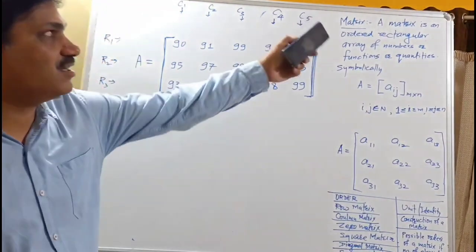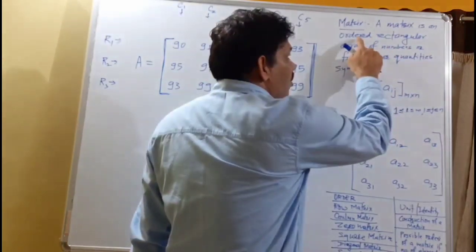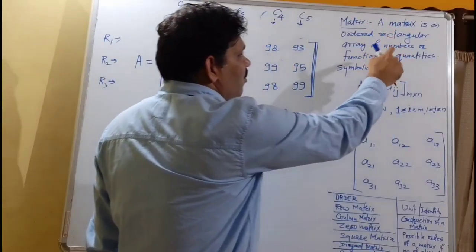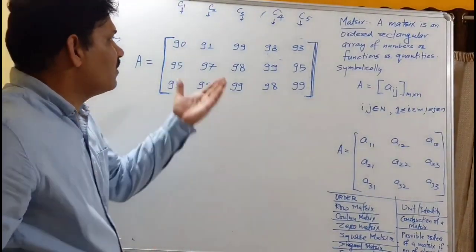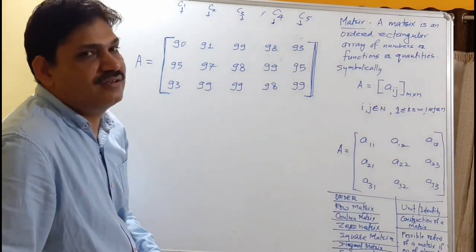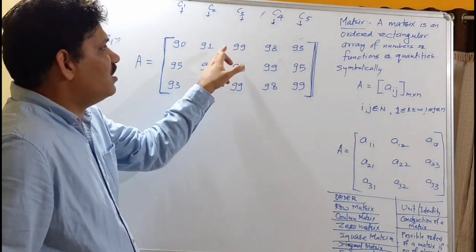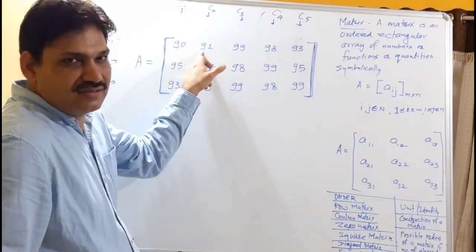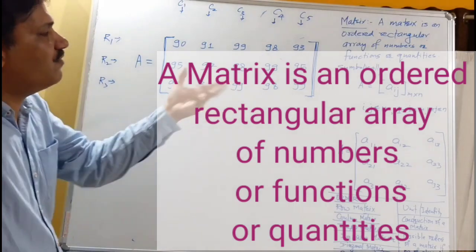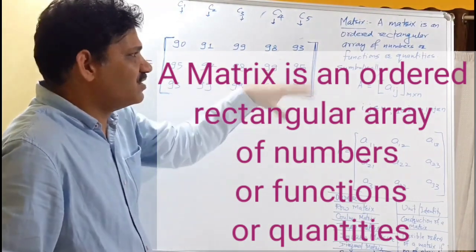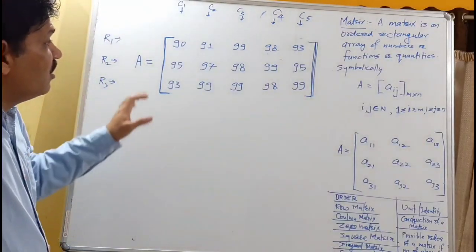Let's try to understand the definition of matrix. A matrix is an ordered rectangular array of numbers or functions or quantities. See, this is a rectangular arrangement. It is, of course, ordered because you cannot interchange the marks of maths and chemistry. So it's an ordered rectangular arrangement of numbers or functions or quantities. Here there may be some functions, sometimes cos theta, sin theta, or any function or some other quantities.